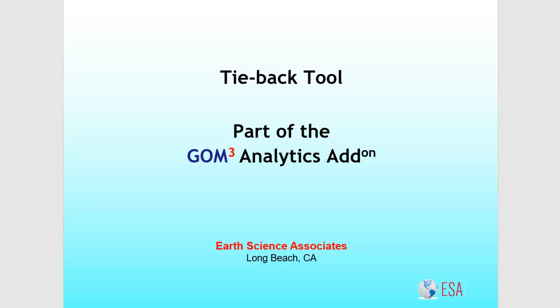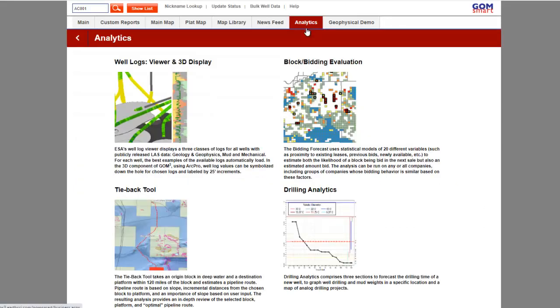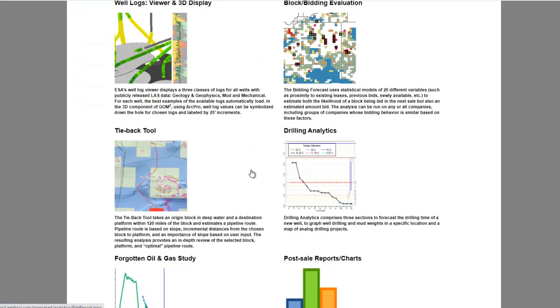It's part of the GOM³Analytics Add-on and it can be accessed on the GOM-Smart website. In GOM-Smart, under the Analytics Add-on is where we have the tieback tool. It's a tool to do pipeline routing. Initially, it was intended to run routes from a subsea well to a platform. We have since expanded it to run routes from any location to a platform or a pipeline tie-in, or you can even choose a custom destination.